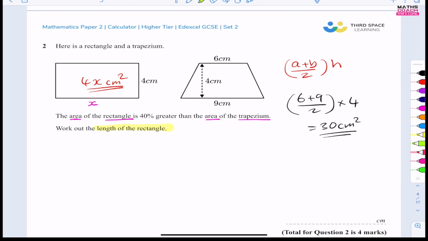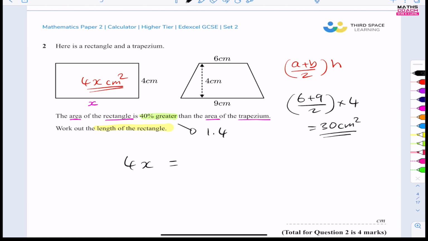Now, let's go and look at this, 40% greater. We are told that the area of the rectangle, which was what? 4x, is 40% greater than the area of the trapezium. So the area of the trapezium was 30 centimeters squared. So 40% greater than that, we can use a multiplier. A multiplier of 40% greater is going to be 1.4.